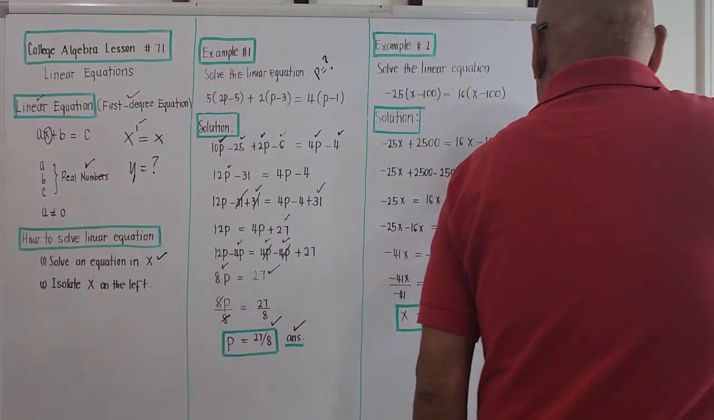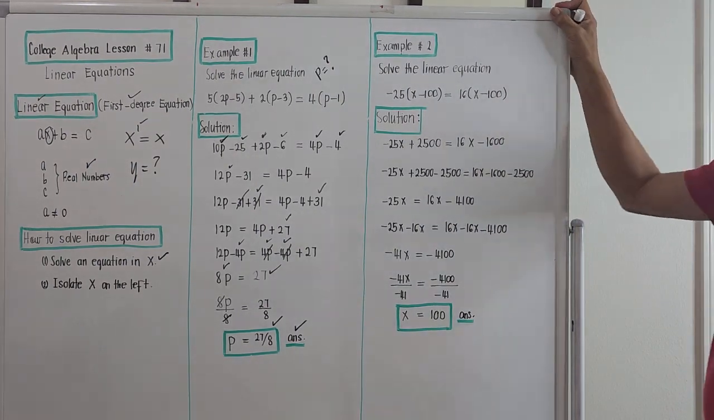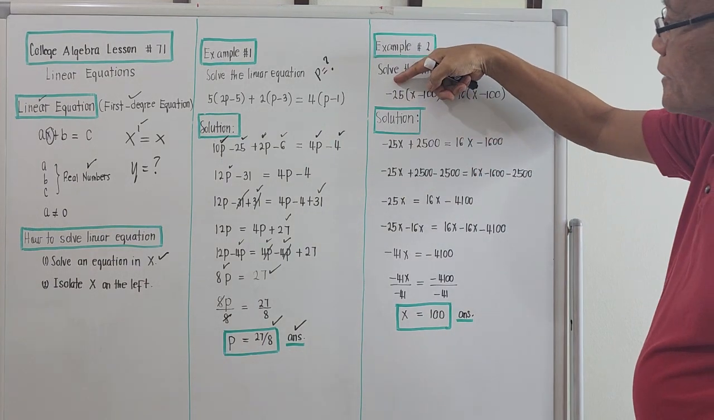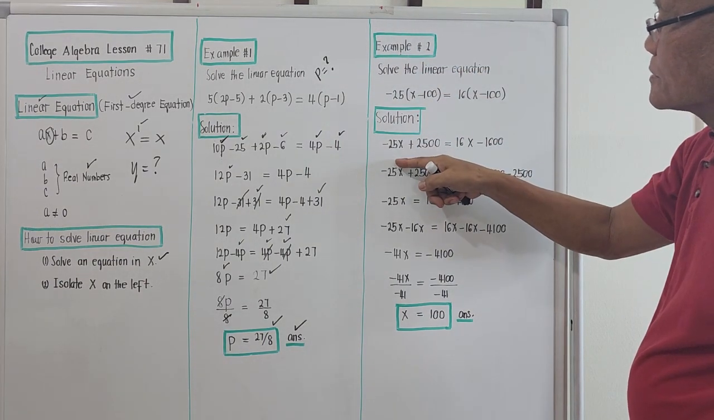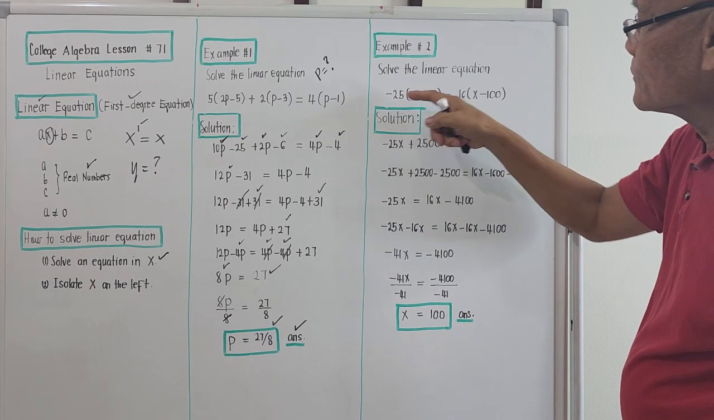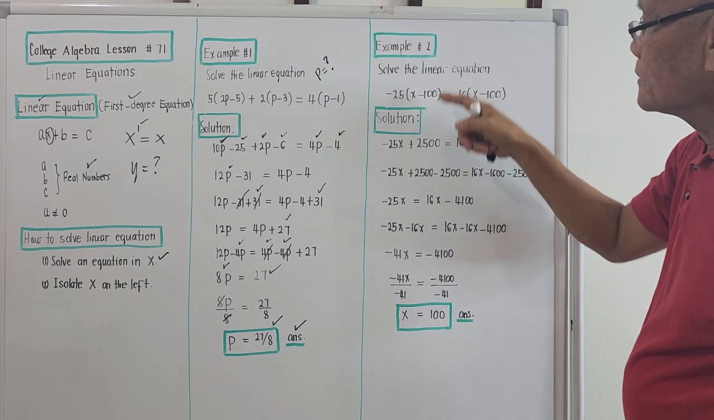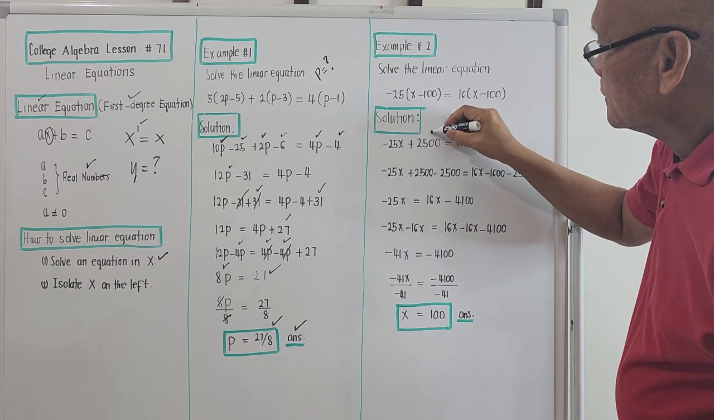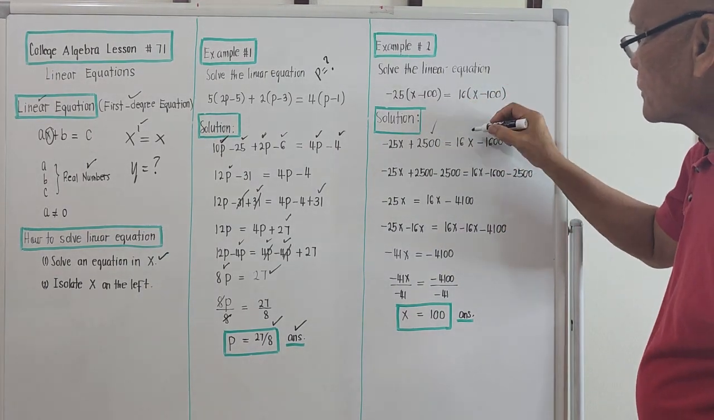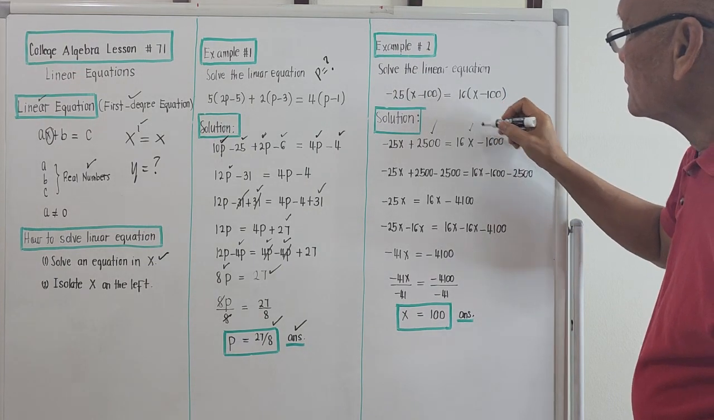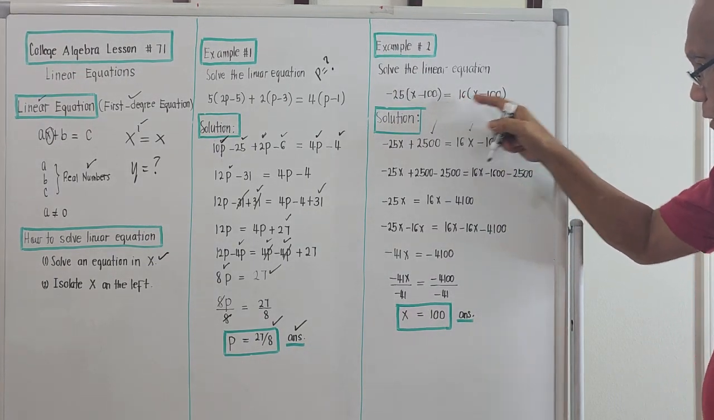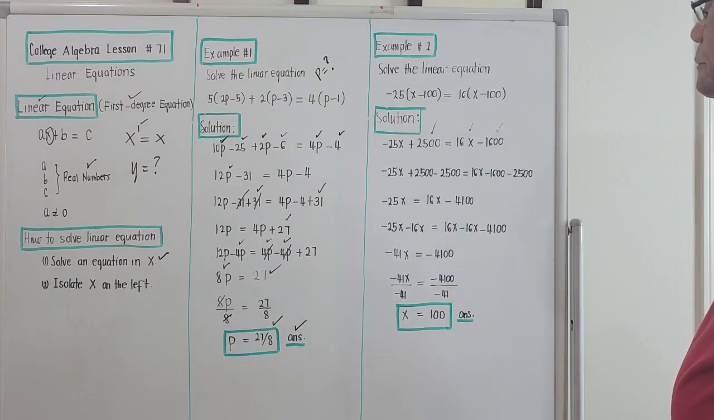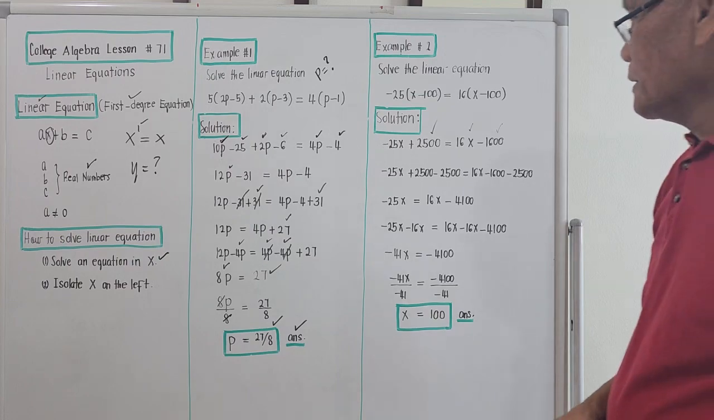Okay. What will be the first step, you think, guys? Of course, we distribute. Negative 25 times x will be negative 25x. Negative 25 times negative 100, and negative times negative will be positive. That will be 2500. 16 times x will be 16x. 16 times negative 100, a positive and a negative, this will be negative. So this should be negative 1600. Okay. What will be the next step?